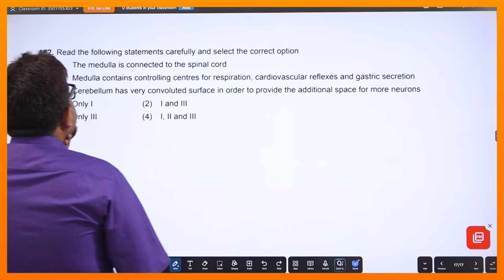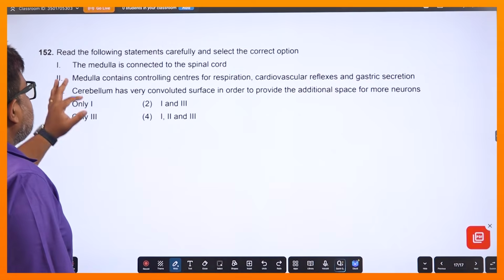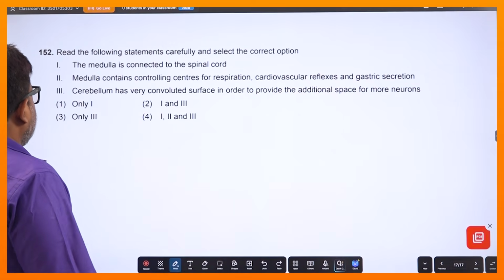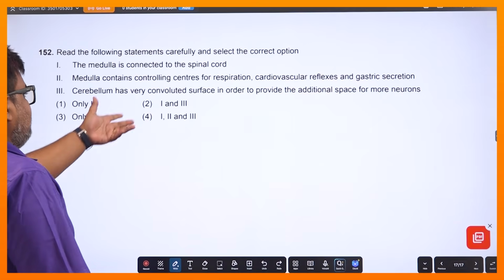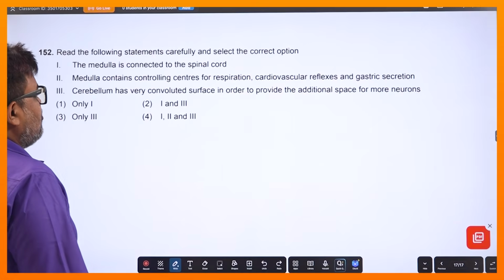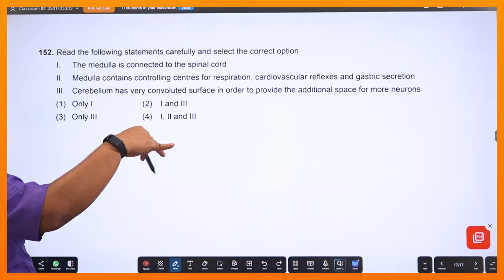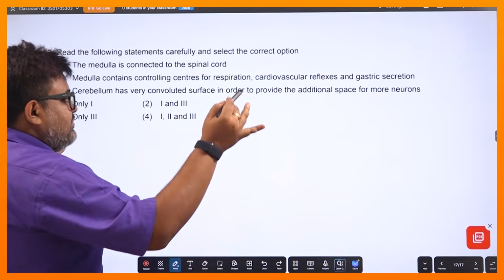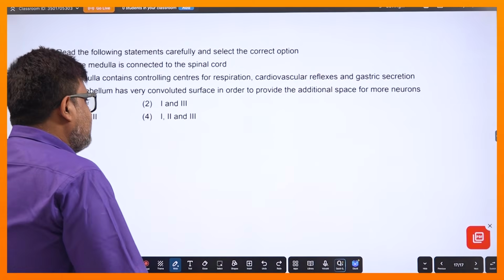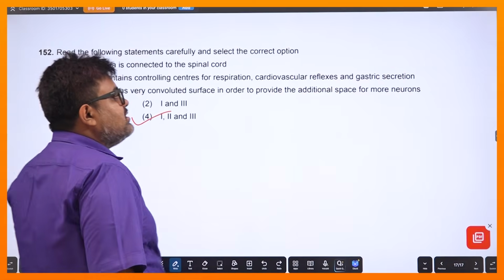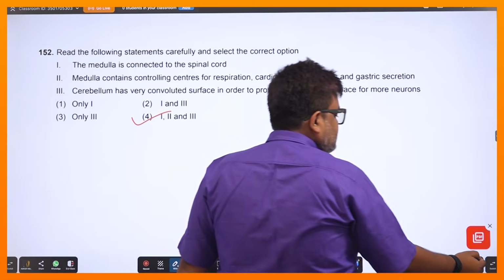ঠিক আছে, রিড দ্য ফলোইং স্টেটমেন্ট কেয়ারফুলি এন্ড সিলেক্ট দ্য কারেক্ট অপশন। মেডুলা ইজ কানেক্টেড টু দ্য স্পাইনাল কর্ড, ঠিক। মেডুলার মধ্যে এইসব ইনভলেন্টারি রিফ্লেক্সগুলোর কন্ট্রোল সেন্টার থাকে, ঠিক। সেরিবেলামের মধ্যে হাইলি কনভলিউশনস থাকে, যাতে বেশি বেশি নিউরন ওখানে অ্যাকোমোডেট করতে পারে, ঠিক। মানে এটা হবে আনসার, তাই না?